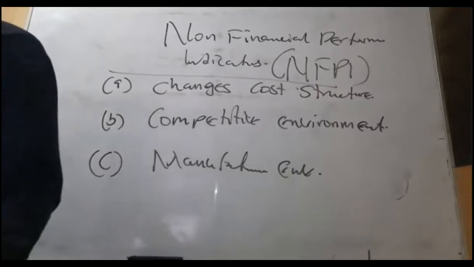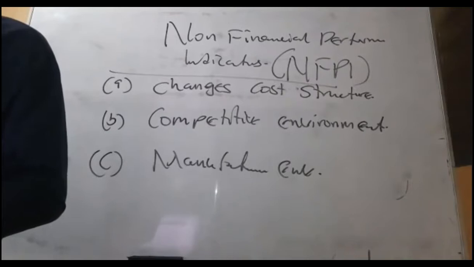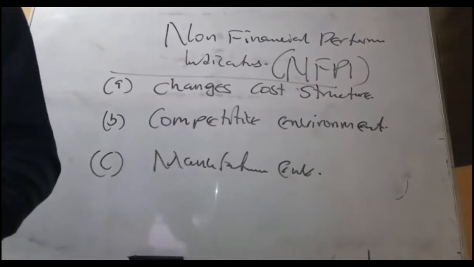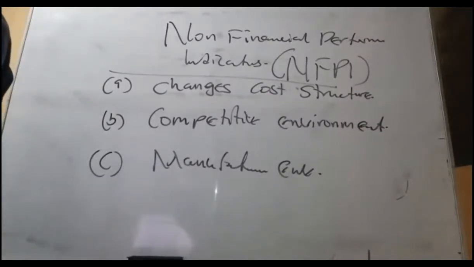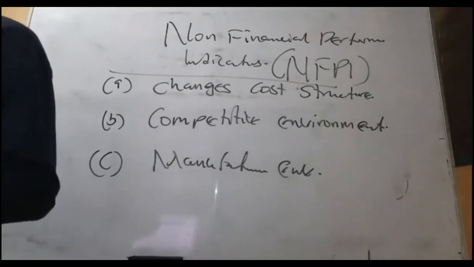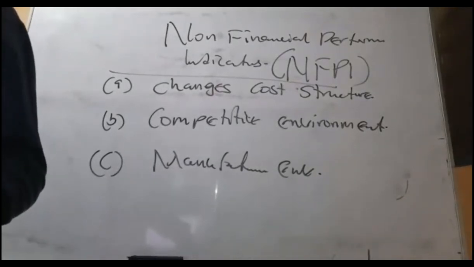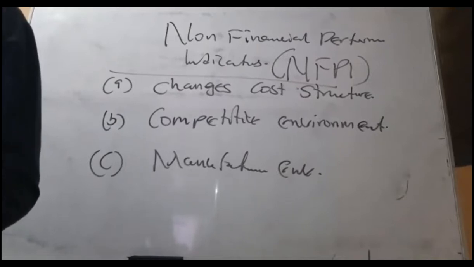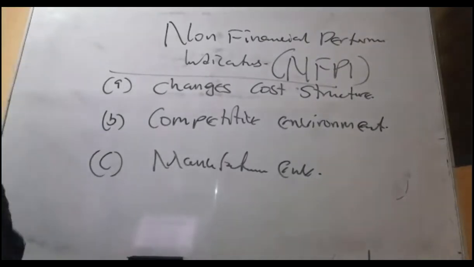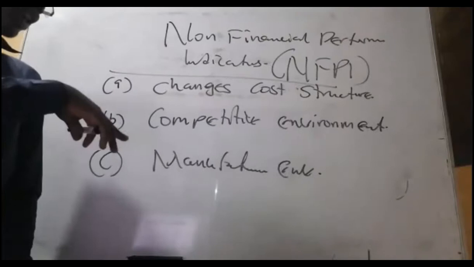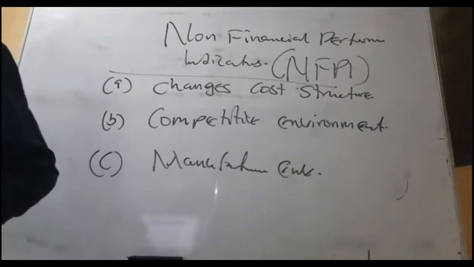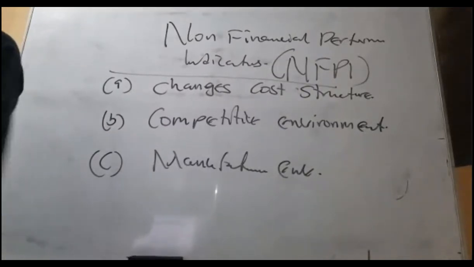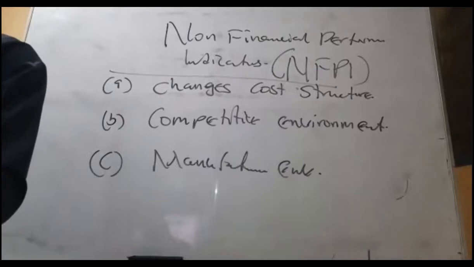Then we can also talk about lack of information on quality. Lack of what? Information on quality. Great. Then the changes in the cost structure. Then the changes in the competitive environment, changes in the manufacturing environment. All these cause for what? The non-financial performance measurement or indicators. Basically, that is it.